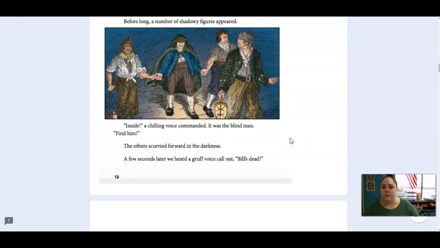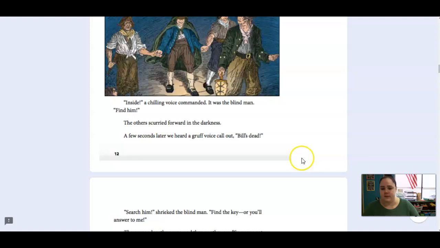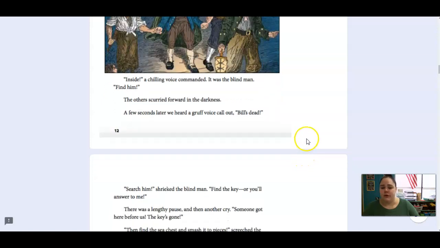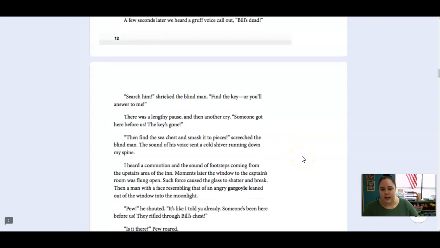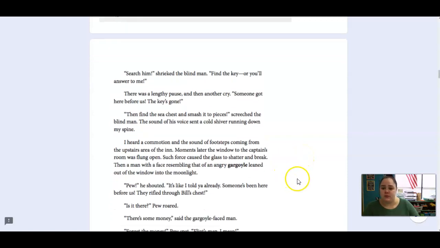Before long, a number of shadowy figures appeared. "Inside!" a chilling voice commanded. It was the blind man. "Find him!" The others scurried forward in the darkness. A few seconds later, we heard a gruff voice call out, "Bill's dead!" "Search him!" shrieked the blind man. "Find the key or you'll answer to me."